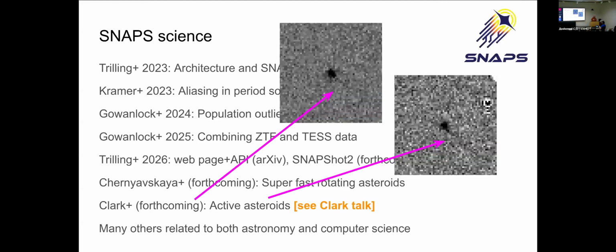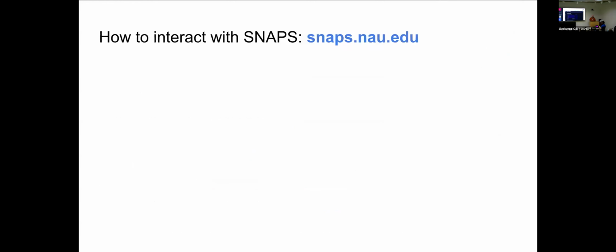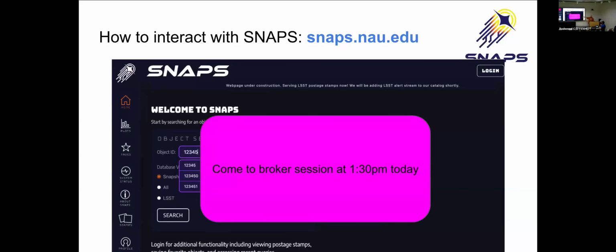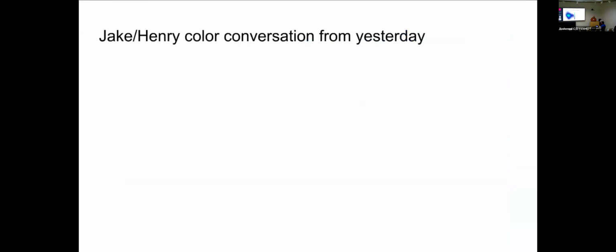The other one to advertise is Aaron Clark, who's sitting right there, who's going to be talking about active asteroids in just a few minutes. And together, those two, the first one I mentioned is really about population outliers, and this one is really about individual outliers. And you'll hear that a lot from us talking about those two different schemes. Okay, how to interact with SNAPS? Well, there's our webpage. This is what you see when you land on that webpage. And I won't tell you anything more because we're going to do all this in the broker session at 1:30 today. So come and I'll show you more about that specific thing at that time.